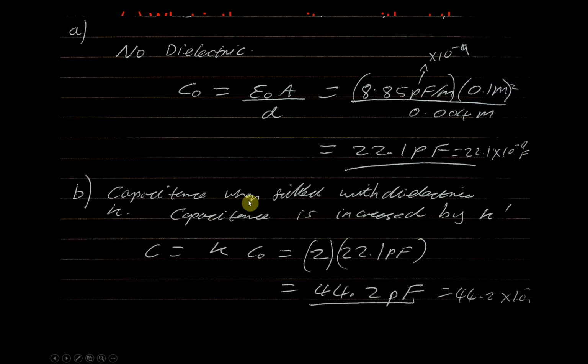Part B stated what's the capacitance once the dielectric fills the space between the plates. In that case, we don't have to recalculate all of this, which is usually the temptation with K slapped in here somewhere. What we can just do is say our new capacitance C is just going to be whatever our K value was multiplied by the original capacitance that we just calculated. So C is going to be K times the original capacitance C0, which is 2, times 22.1 picofarads here, which is going to give us 44.2 picofarads.